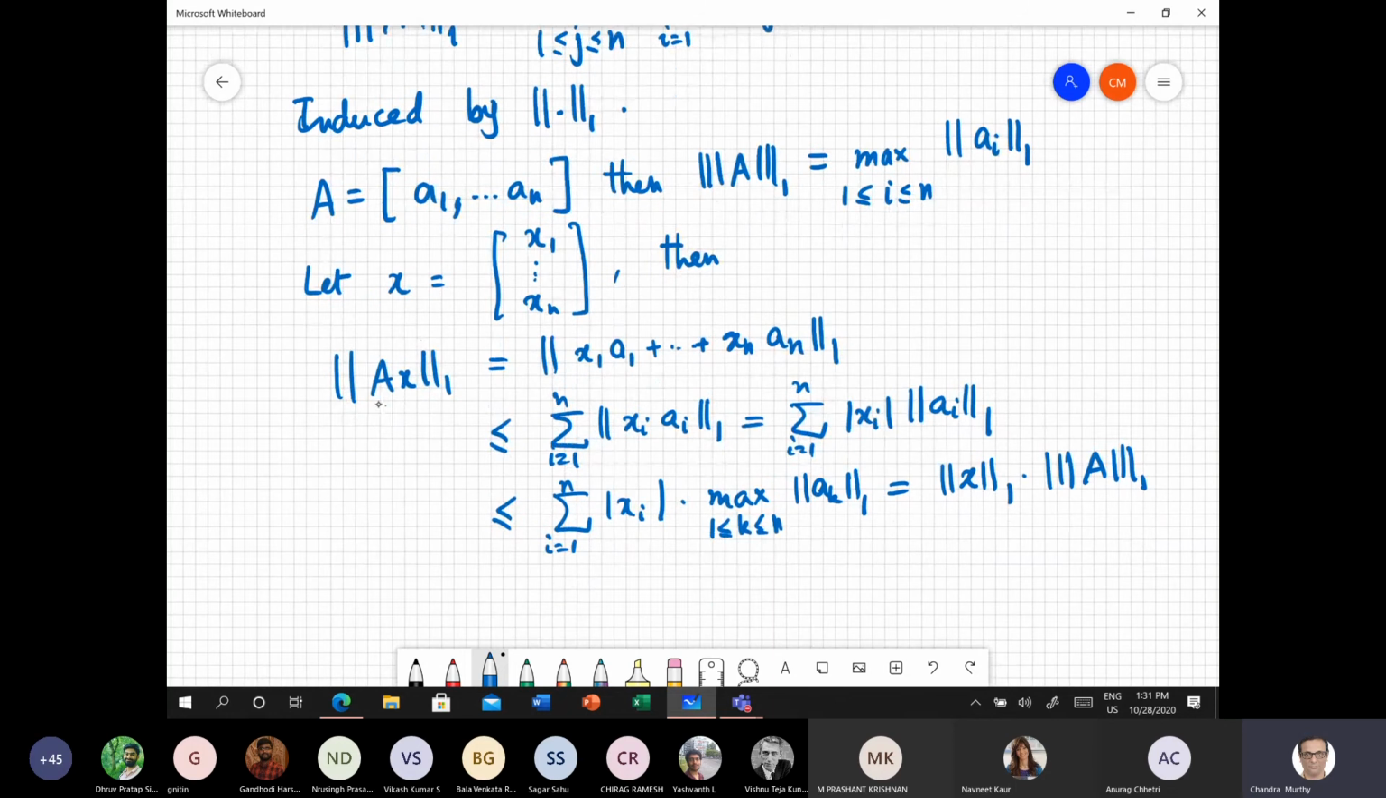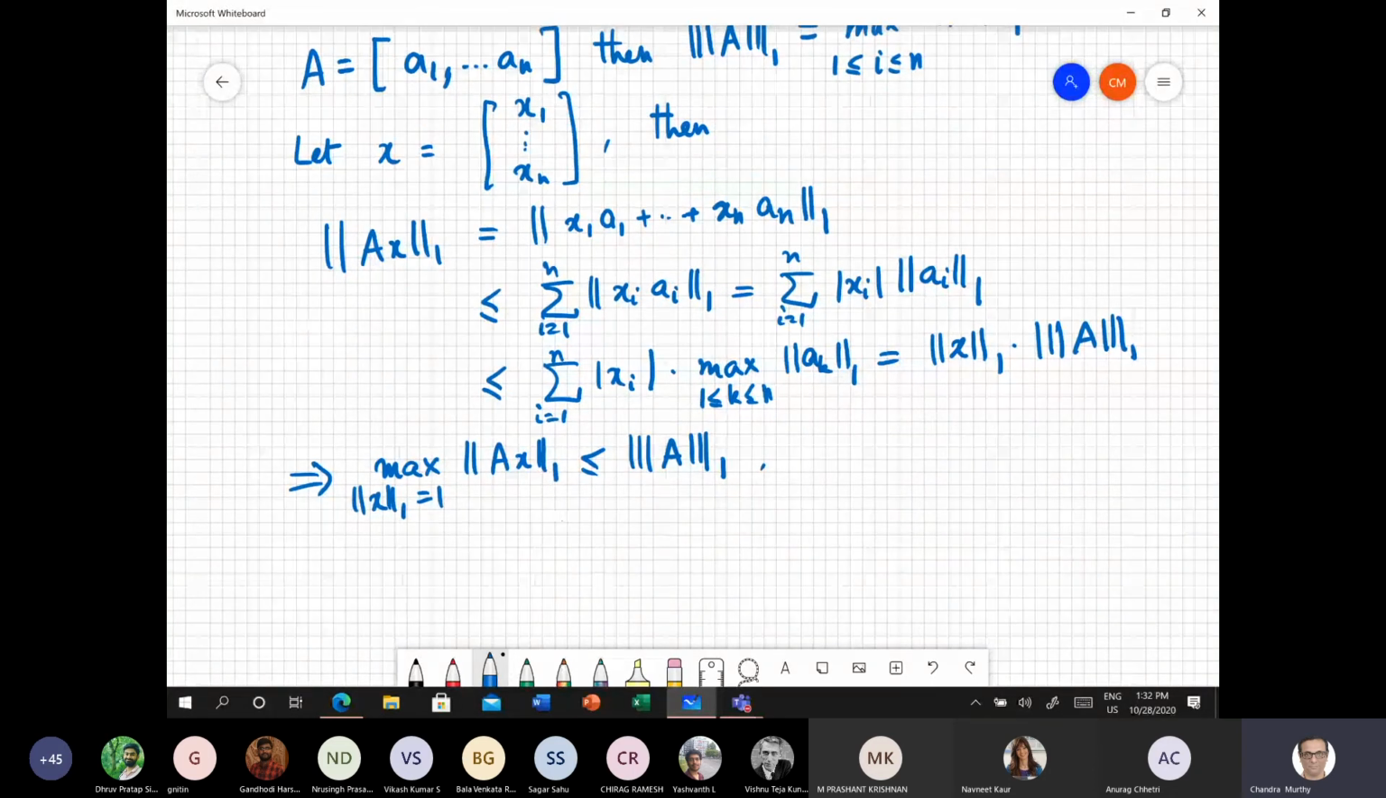So what this means is that for any x, the L1 norm of Ax is less than or equal to the L1 norm of x times the matrix norm of A. And since it's true for every x, if I take the max over all x such that the L1 norm of x equals 1 of the norm of Ax, this is going to be less than or equal to the matrix norm of A. But I want to show that these are actually equal, that this definition that I have here is in fact induced by this. For that I need to do a little bit more work.